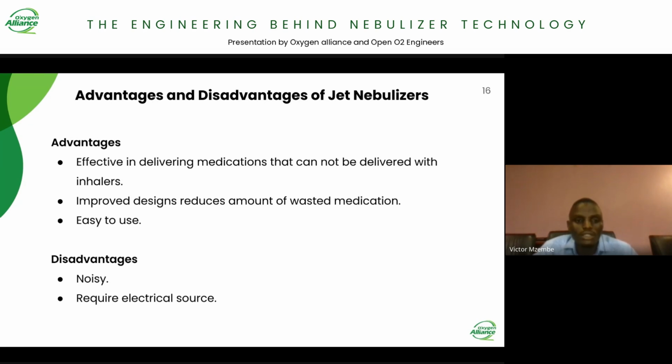But on the disadvantage side, we have the noisy part. So the use of the compressor itself makes the jet nebulizers produce more noise. And the other disadvantage is that it requires an electrical source. So if you want to use the jet nebulizer, it means you have to plug the compressor into the main socket. So this is actually a disadvantage because for the other types, you can actually use a battery to run the nebulizer. That's all on the advantages and disadvantages.